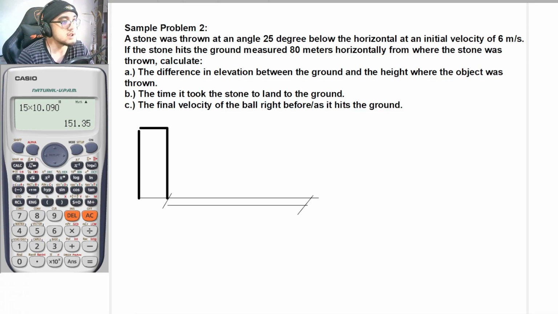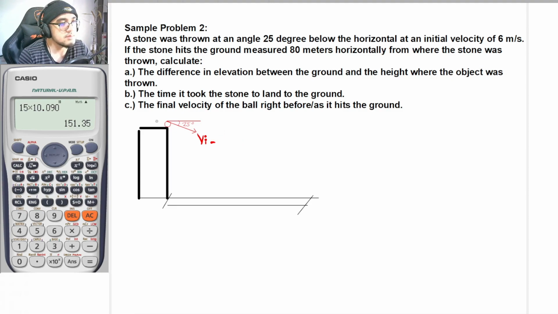So before anything else, let us just draw the figures for us to better visualize the problem. Suppose that this is the initial position of the stone, and let's say that it was thrown, as said in the problem, 25 degrees below the horizontal. So if this is your horizontal plane, this is 25 degrees. With that, this is our initial velocity, let's say the value for our VI. So as you can see, it is below the horizontal. Its VI, or the initial velocity, is equal to 6 meters per second.